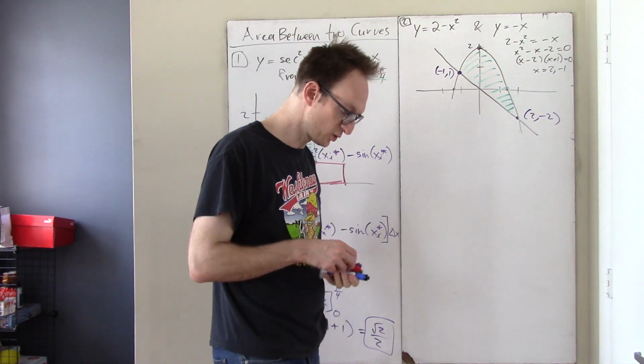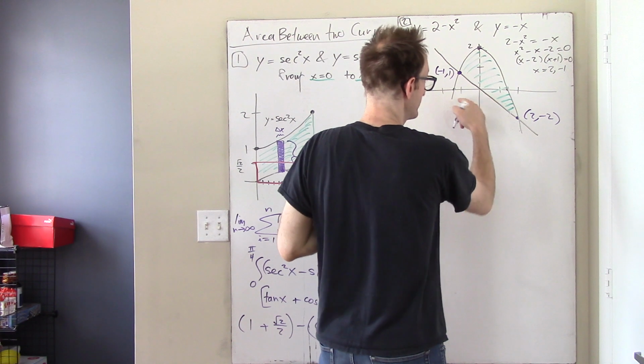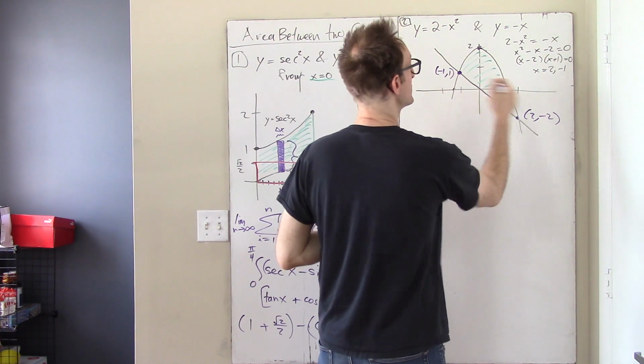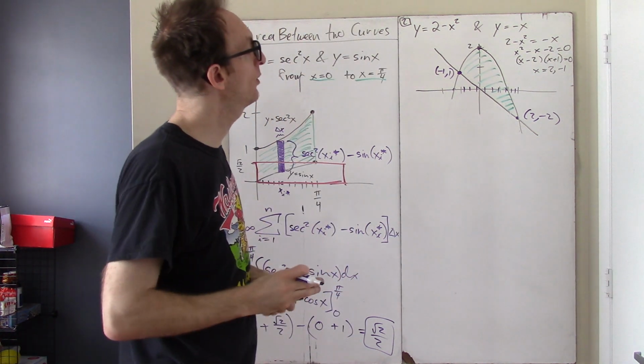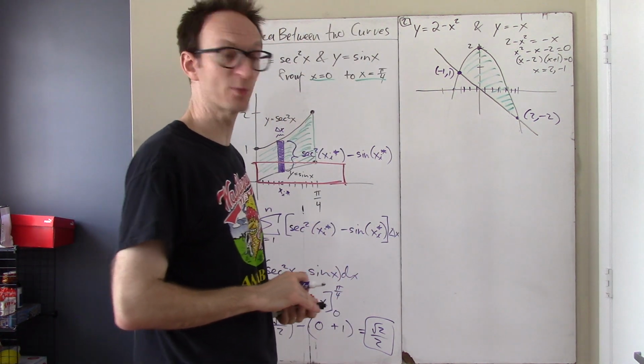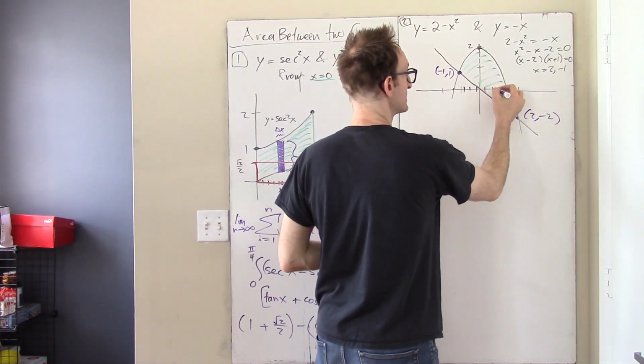And what do we do with this region? We partition the interval from -1 to 2 into subintervals. And now we go to the ith subinterval, and we pick a sample point.